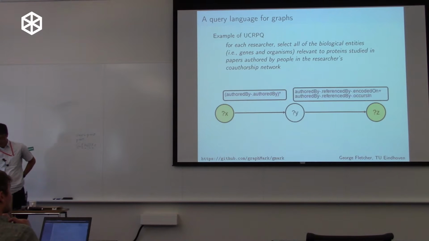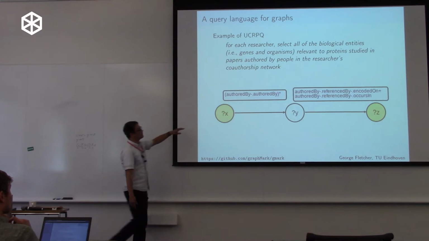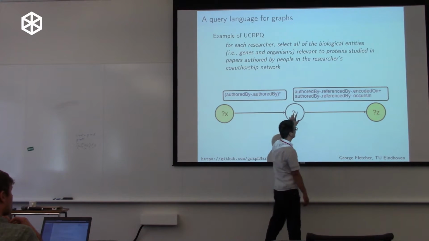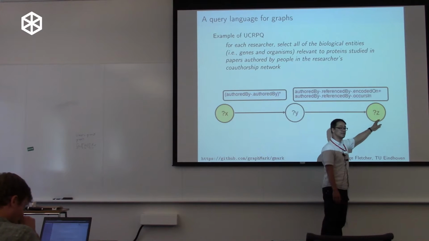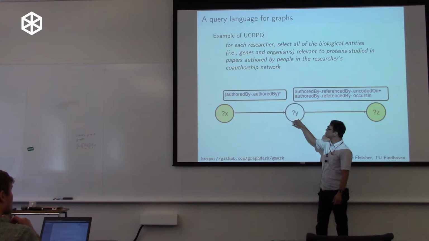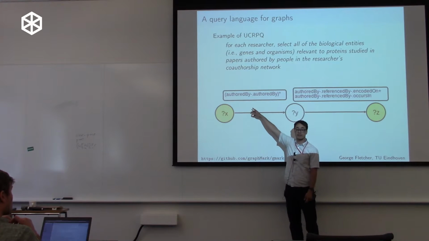It's a very natural query. So as a graph pattern, the conjunctive graph pattern part is we want to look for x's that have some relationship to some y's that have a relationship to these z's. And the z's are the biological entities, and the x's are the researchers, and the y's are the people in the co-authorship network. So here we need to compute this.